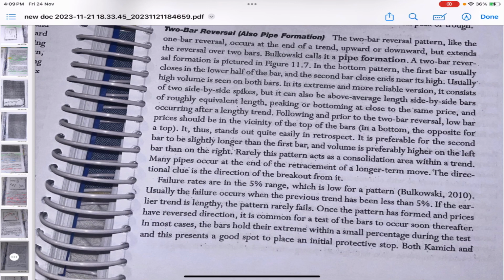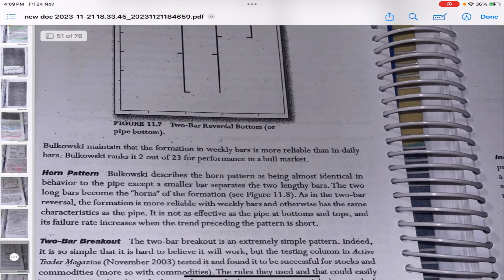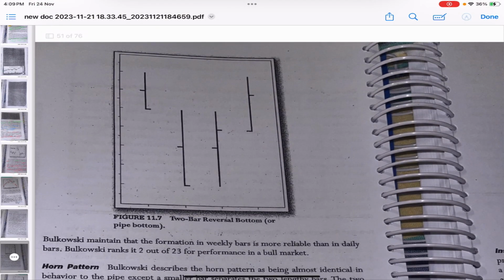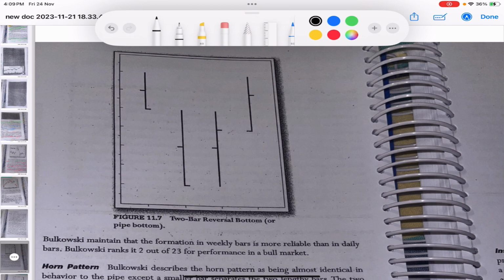So that is what is explained, and that is the difference between the pipe formation and the reversal bar, or the climax bar, or the key bar. All of those names are for the 1 bar reversal. Keep that in mind. Okay. So if I have to show you the picture of a 2 bar reversal, this is how it will look. So what did you understand by this? A downtrend has taken place, right? Then what happened?